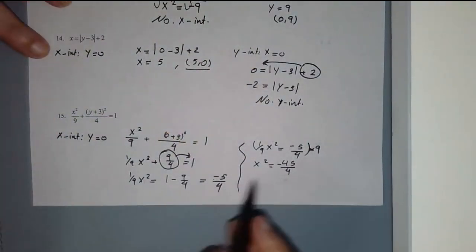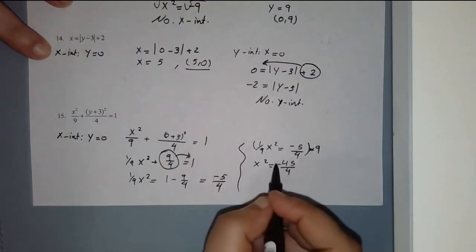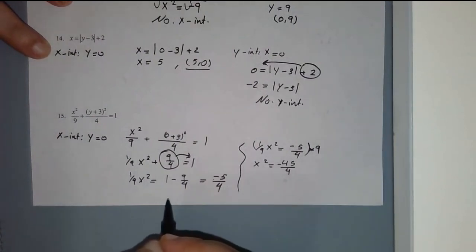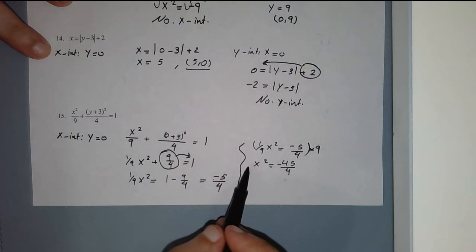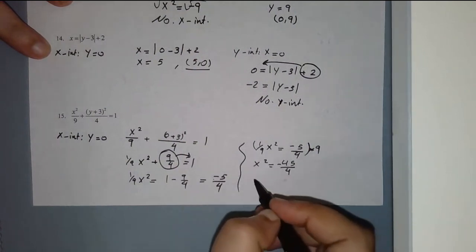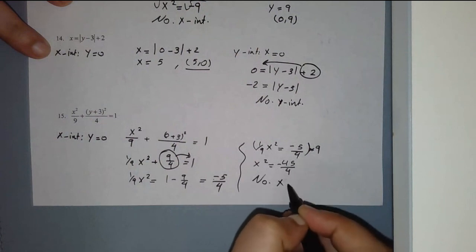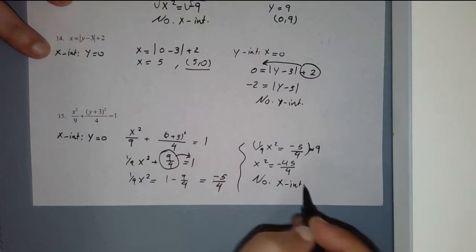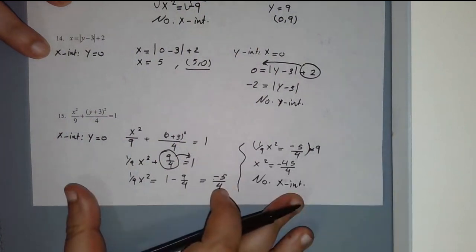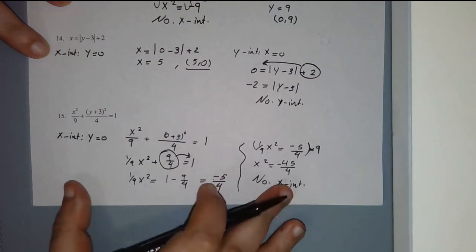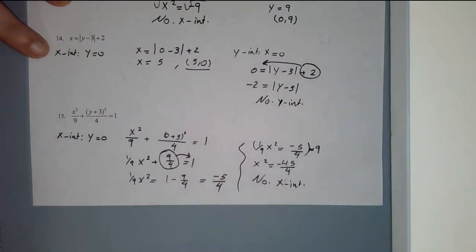Now, x squared equals a negative value. This can't be solved, right? Because if I take the root, you'd be taking the root of a negative answer. A value squared must be positive, therefore it can't be negative. There's no x intercept. Yeah? Now let's do y.